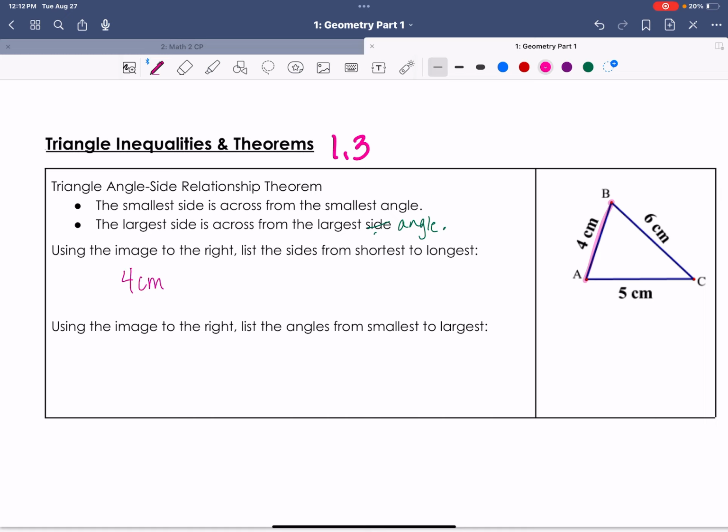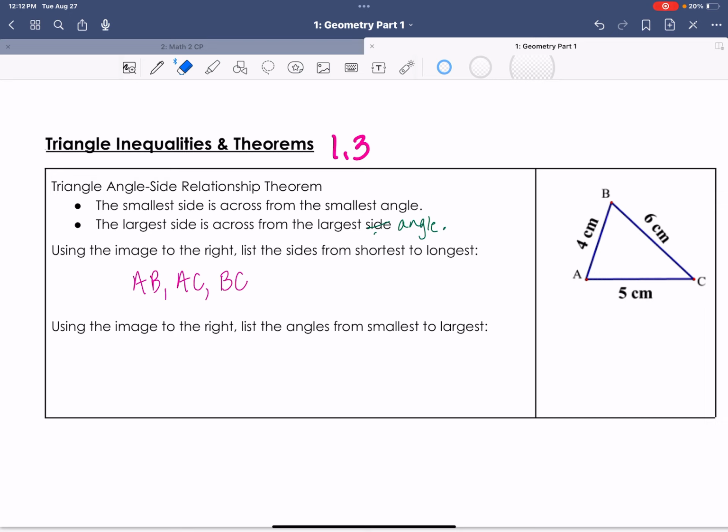Oops, sorry, I meant to write AB. There we go. Then the next one would be AC, which is down here. And then the longest is BC. So pretty easy, just looking at the lengths.